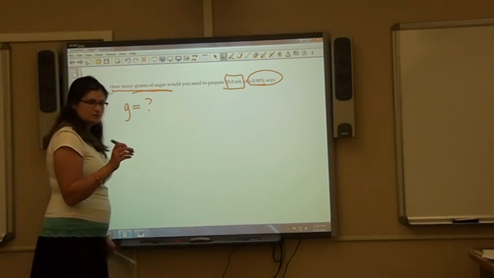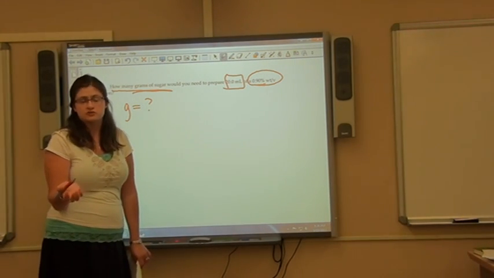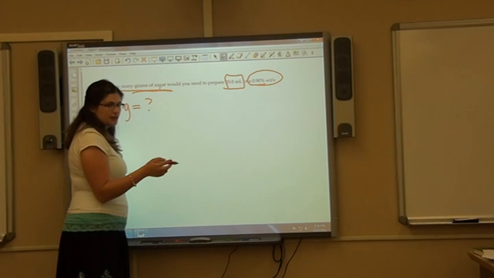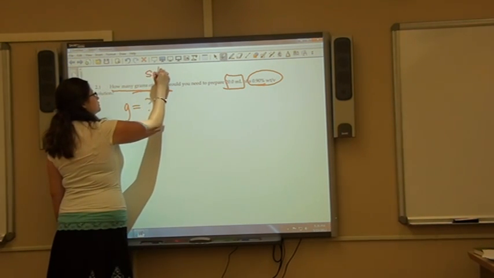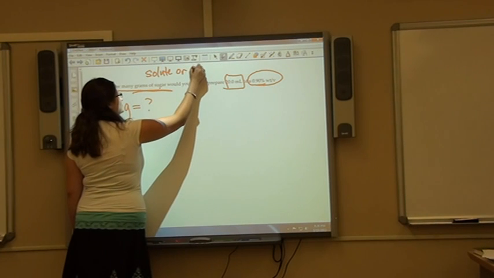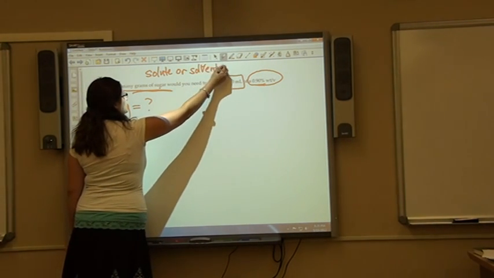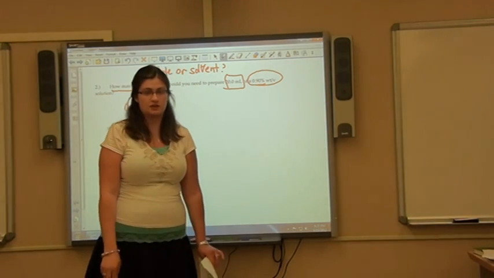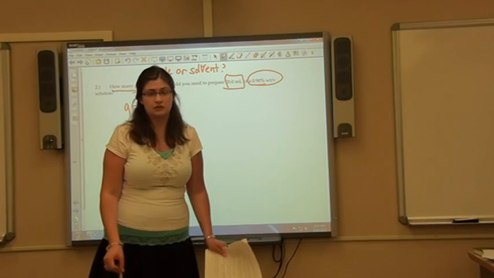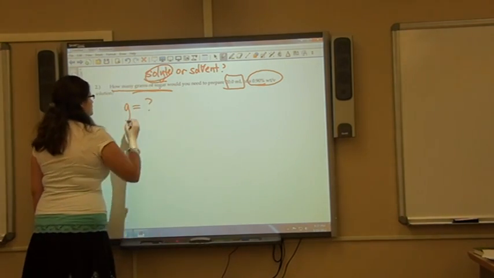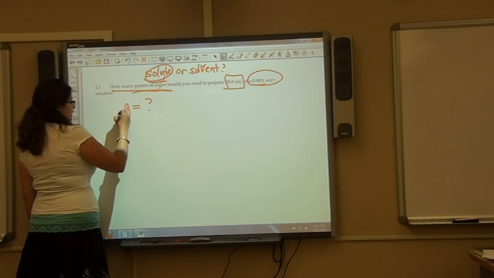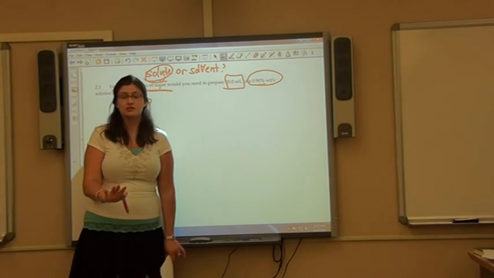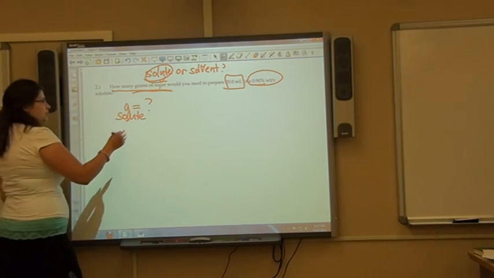Okay, but we can describe this grams a little bit better. Sugar. Is sugar going to be your solute or your solvent? There's only one solvent for you guys, it's water. So everything else is solute. So instead of writing grams, we can write grams solute equals question mark. That's really, really helpful. Okay, then we're given this volume.